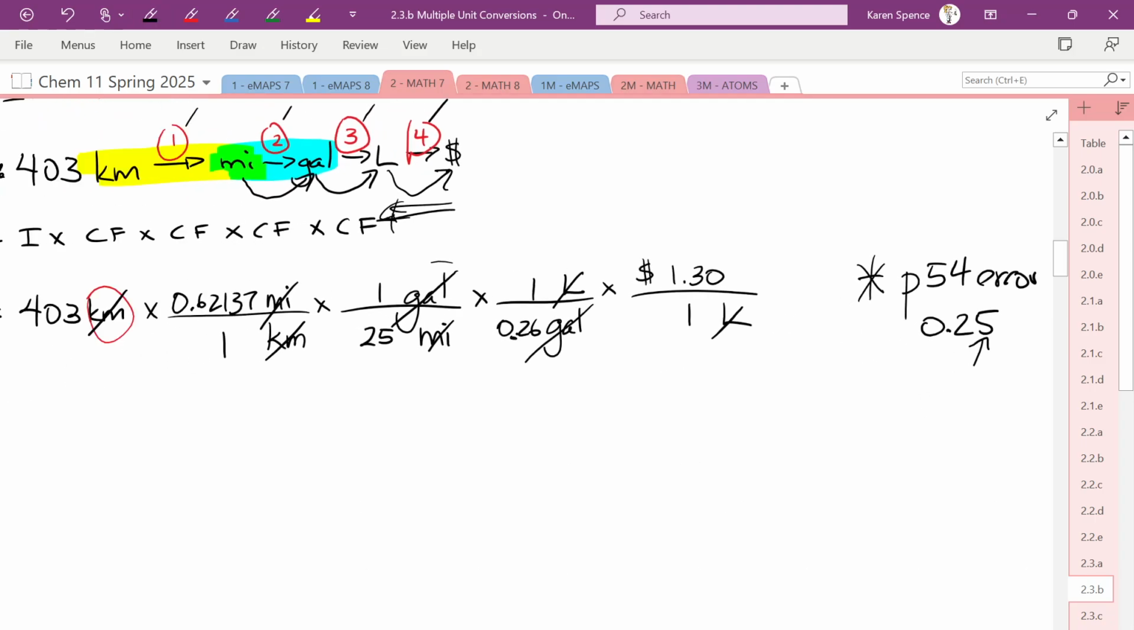Thank you. All right. So let's do this calculation. 403 times 0.62137 divided by 25 divided by 0.26 times 1.3 equals 50.0824.